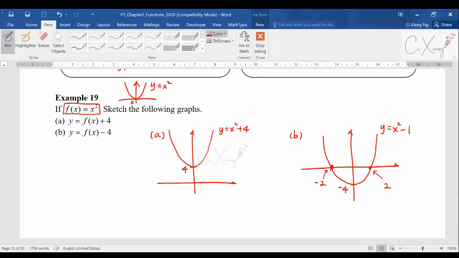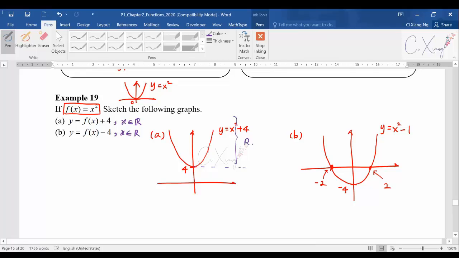If in the exam they are asking you what is the range for these two graphs, assume that what they want you to sketch is for the domain where x can be any real number. So if x can be any real number, when you are looking for the range, what is the range here? The range here will be y greater than or equal to 4. Then how about for this one? For this one, you'll see that the smallest value is negative 4, and the graph keeps on going up, and therefore when you are looking for the range here, it will be y greater than or equal to negative 4.